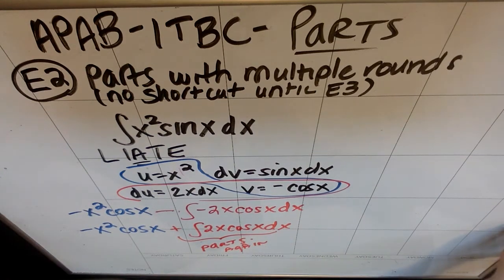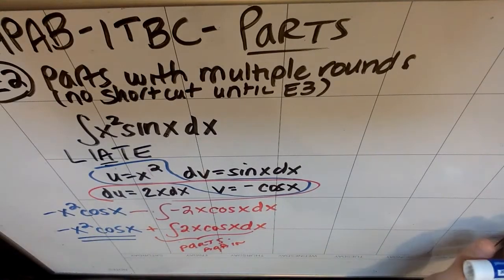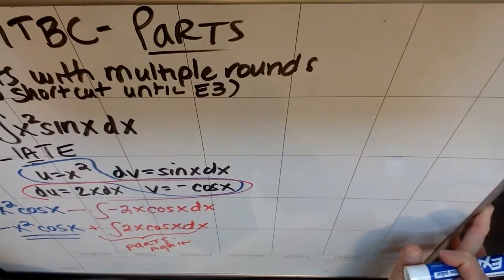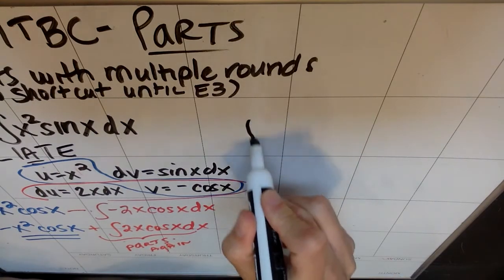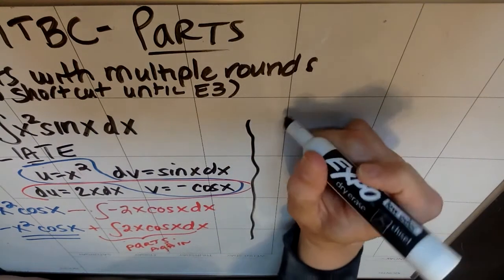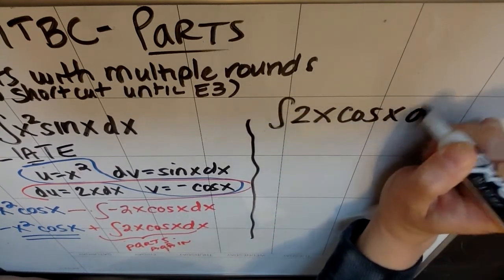So inch the board over a little bit, and we're going to go ahead and do parts for that. I don't want you to forget about this blue piece, right? This piece is still here, but I now need to do parts on the red piece. So that was round 1 of parts. Round 2 of parts, so we're going to kind of separate this, and we're going to deal with this thing, the integral of 2x cosine of x dx, right?